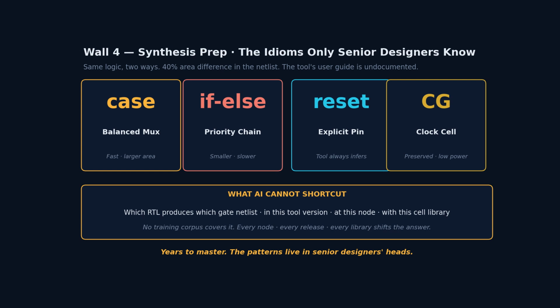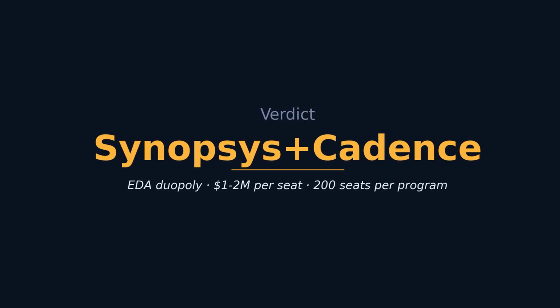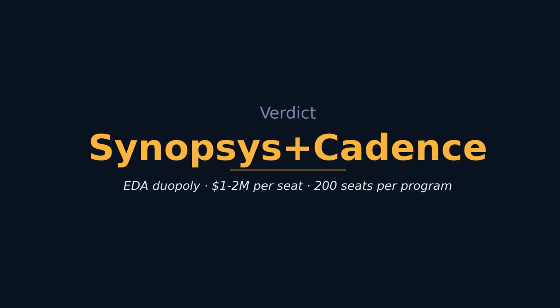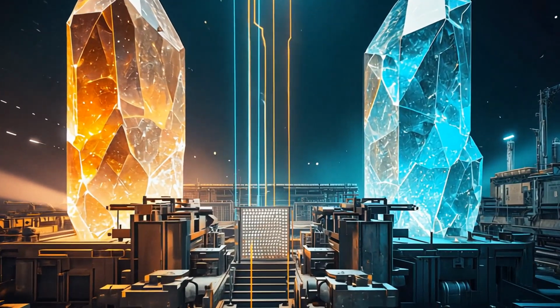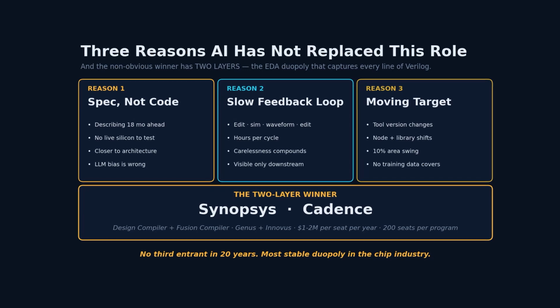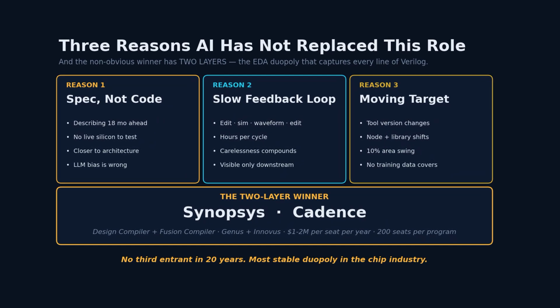3 reasons the AI hype cycle has not replaced this role, and the 2-layer winner that profits every time a line of Verilog gets compiled. Reason 1. RTL is a specification language, not a programming language. The designer is describing what the hardware should be 18 months before it exists, with no ability to run it on real silicon and check. Large language models trained on software code do not have the right inductive bias.